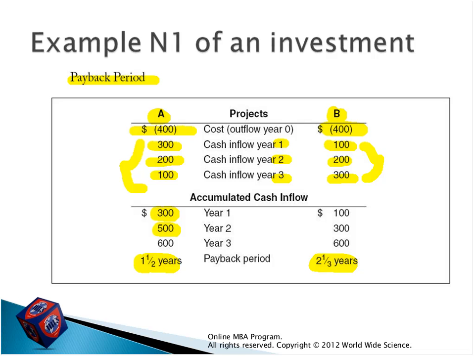What about project B? Here it takes 3 years, because project B in the first year brings only 100. So we have to take our 400 of investment and deduct the 100 profit which it brings in the first year, then deduct the 200 profit which it brings in the second year. So it would be equal to 100 which is left. Then those 100 we can get from the third year. It's a third proportion of the whole year.